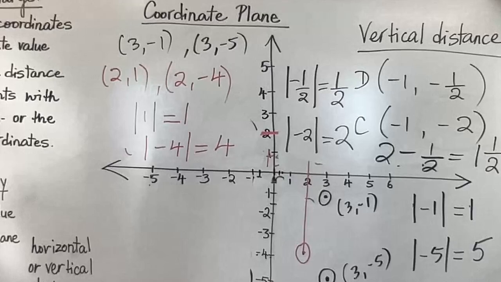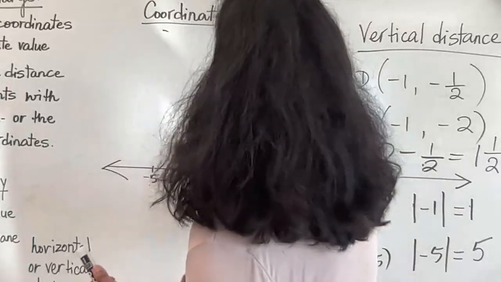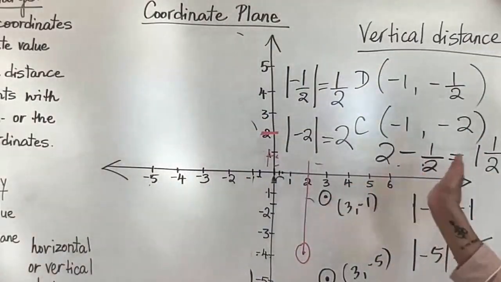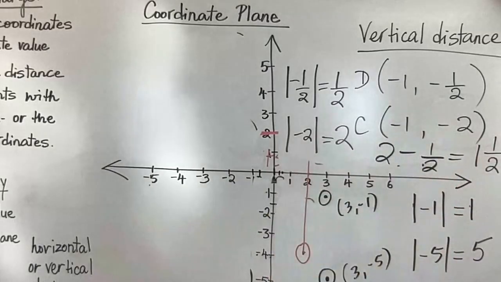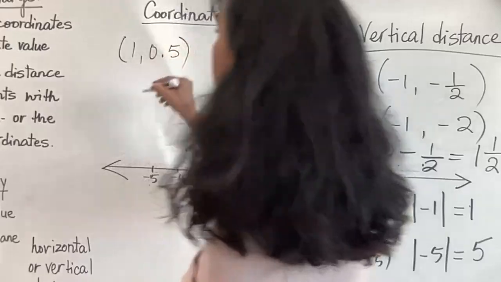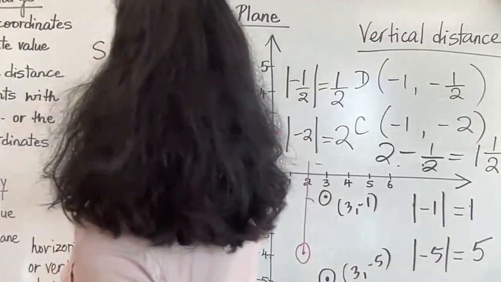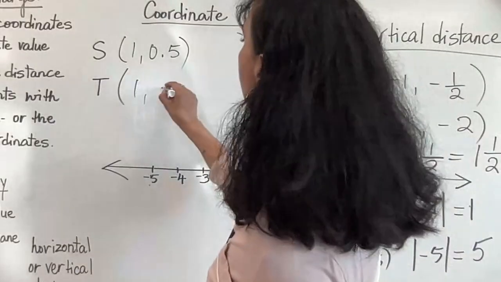Let's do one last problem, finding vertical distance in different quadrants. Again we're doing vertical distance right now. So I'm just going to write it out over here. I don't even need my coordinate graph, as long as I can identify what absolute values I need to find. So if I have (1, 5/10) as my first ordered pair, let's say this is S, and T is going to be (1, -5/10).